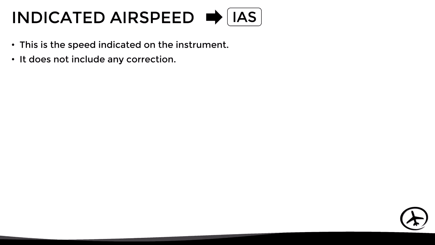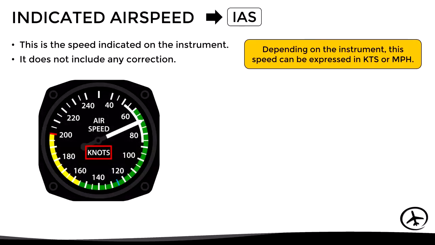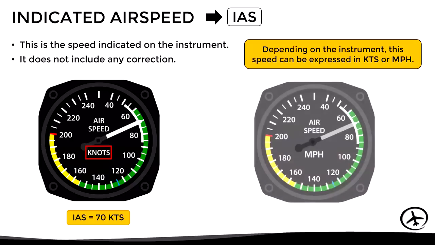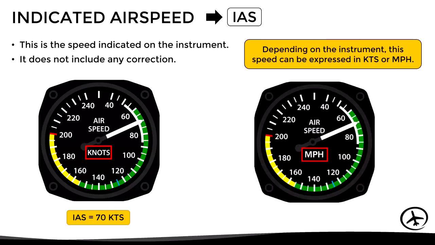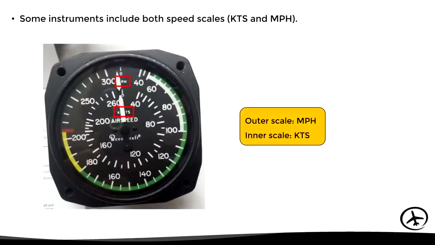type of error. This speed can be expressed either in knots or in miles per hour, depending on the instrument design. For example, here we have one which is indicating 70 knots, and here we have another that is indicating 70 miles per hour. In many cases, the instrument includes both speed scales as we can see in this example. Here the outer scale corresponds to miles per hour, while the inner scale corresponds to knots.